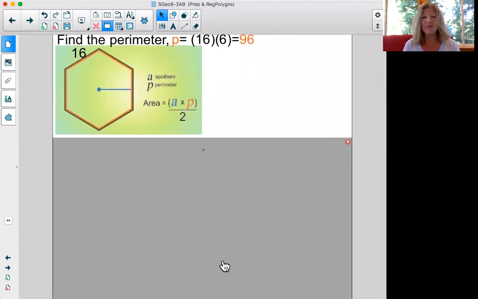Then we're going to have to draw in all of our radii, find all the missing angles, and start thinking about the situation. So before we go any further, pause the video, draw in the radii, and draw in all the angles for this regular hexagon. And then press play to continue watching.